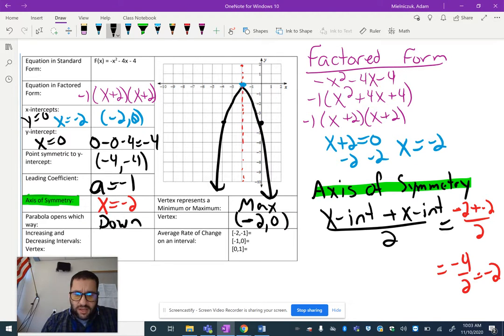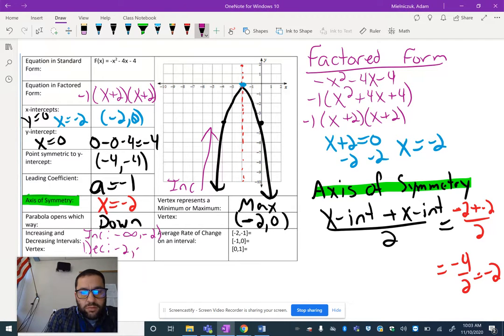Okay, increasing and decreasing intervals. It is going to be increasing this way, so it's increasing from negative infinity to negative 2, which means it's decreasing from negative 2 to infinity.